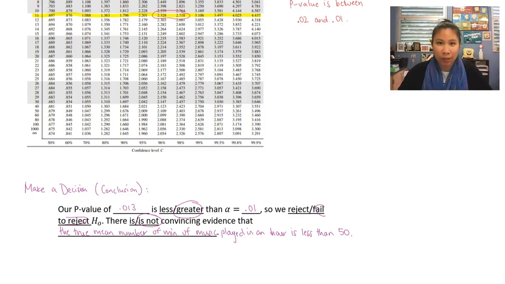So again, just so we talk about this again, when we fail to reject our null hypothesis, this means that we're not saying our null hypothesis is true, we just didn't have enough evidence to say that we could reject it. So here, we're basically saying that we don't have enough evidence, there is not convincing evidence, that it's going to be less than 50 minutes per hour. So we don't know that for sure. All right, so there is our full phantom for this hypothesis test.